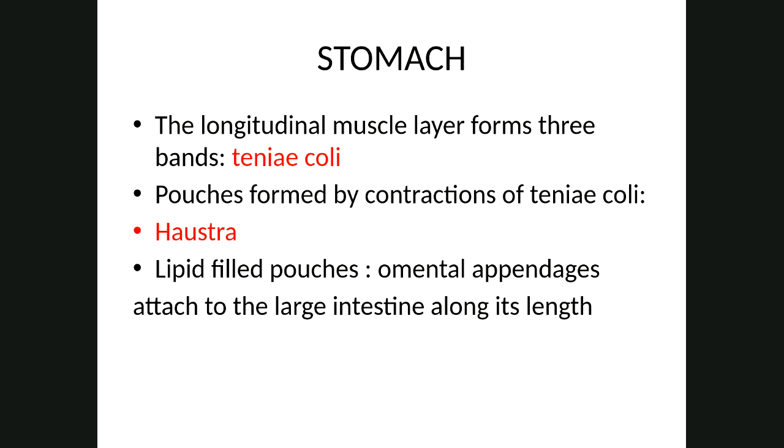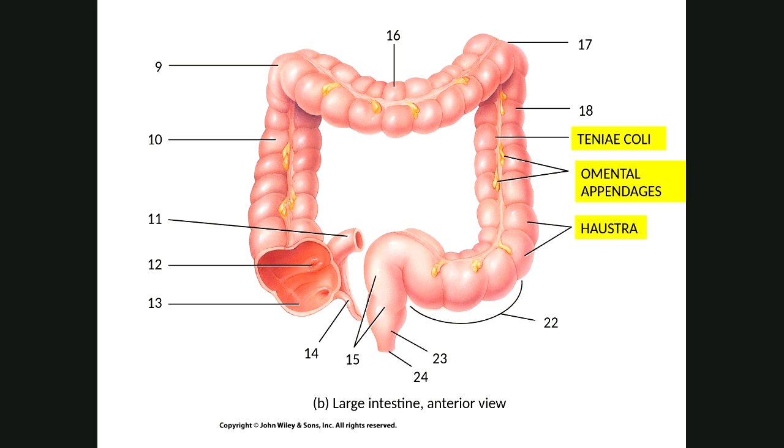All right, so the longitudinal muscle layer forms 3 bands. They're called taeniae coli, and each pouch is called a haustra. Let's talk about the pouches and the taeniae coli. See this right here? You can see it this way. So this is the taeniae coli. And then each one of these pouches is called a haustra. Think of a house.